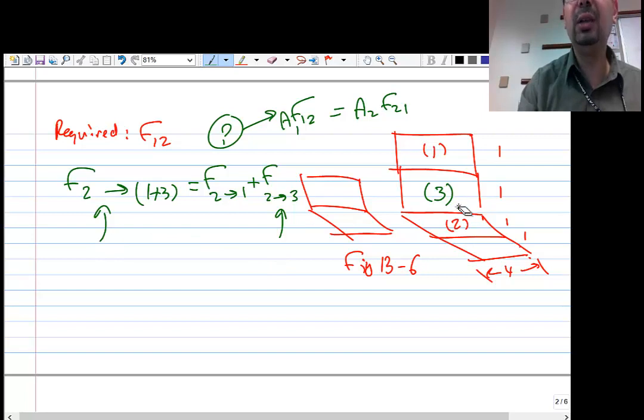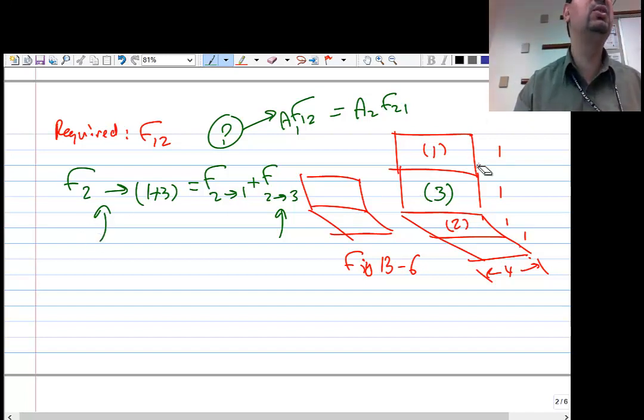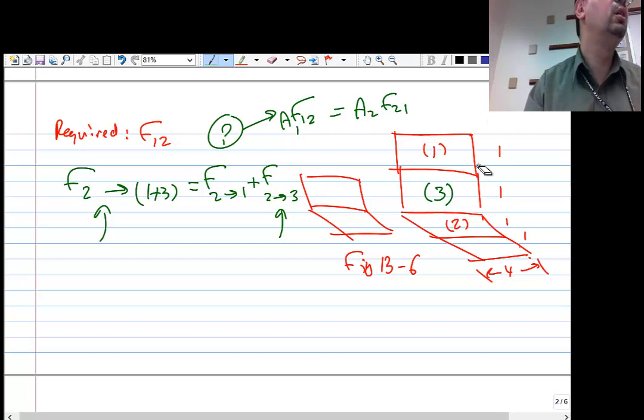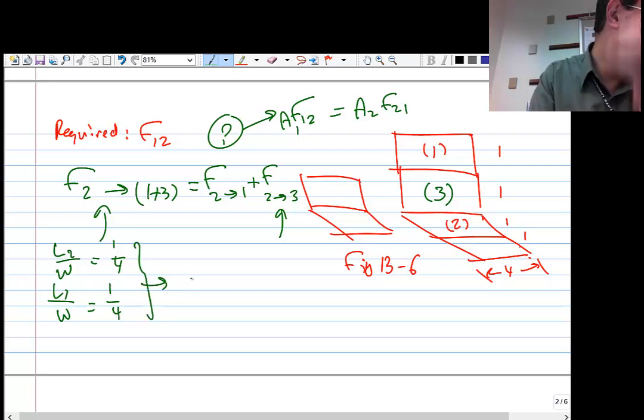See, from 2 to 3, that's exactly our table. 2 to 3, 2 surfaces normal to each other, and 2 to 1 and 3 is also there. All right. So all I do is basically just work on getting those two. So the table basically requires L2 over W and L1 over W, and that's 1 over 4 and 1 over 4, and from that you will be able to say that, well, F2 to 3 is 0.26.